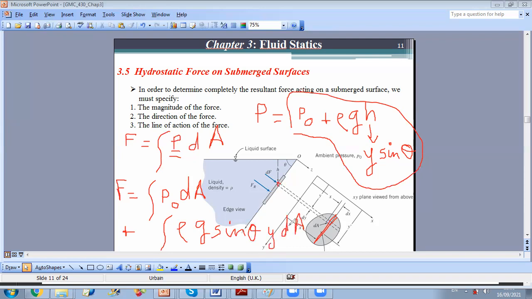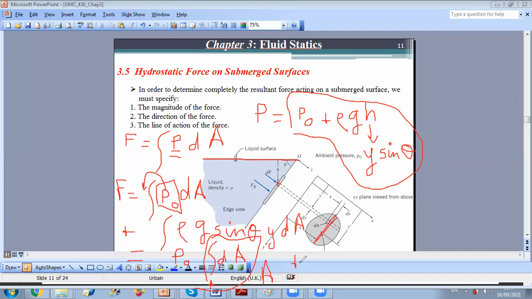Now let us look at how it can be simplified. First, P0 is a constant pressure. It's the pressure at this level. It's a constant. Okay? So I can take it outside the integral. So what do I get then? I get P0 times the integral of dA. What is the integral of dA? I am integrating dA over the area. Right? If I integrate dA over the area, it gives me the total area. So this term, the integral of dA, is the total area of the surface.